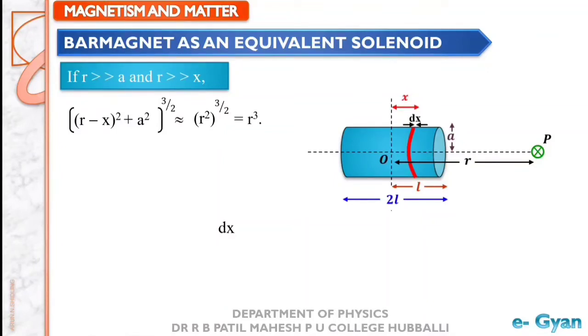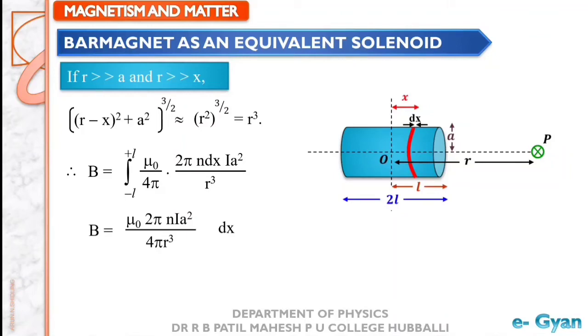Substituting this in the equation which we had got previously, we'll get B is equal to integration minus L to plus L mu naught divided by 4 pi into 2 pi n dx I a square divided by r cube. Moving to the next step, we are going to put the integration over dx, and the rest of the terms will be taken out of the integration as they are not going to get integrated with respect to dx. So writing all the remaining terms and integrating dx from minus L to plus L, we get this expression.